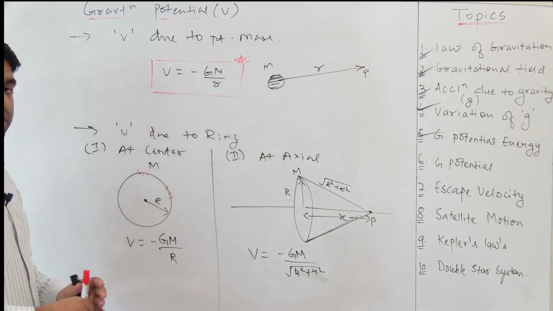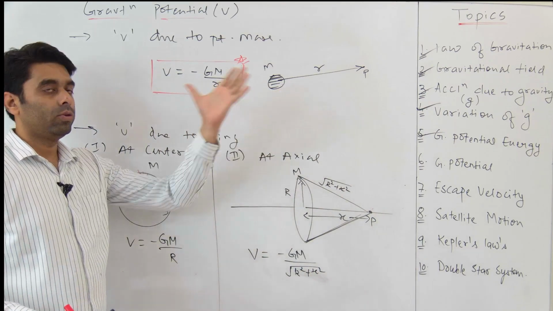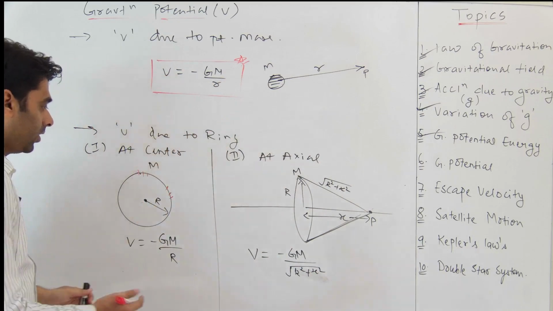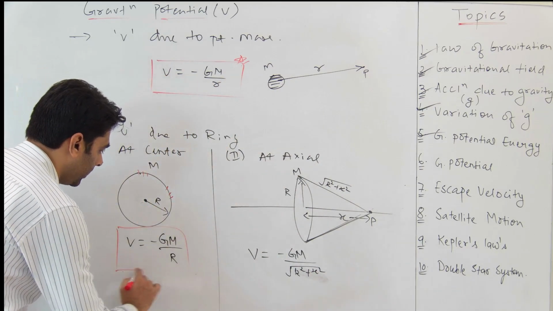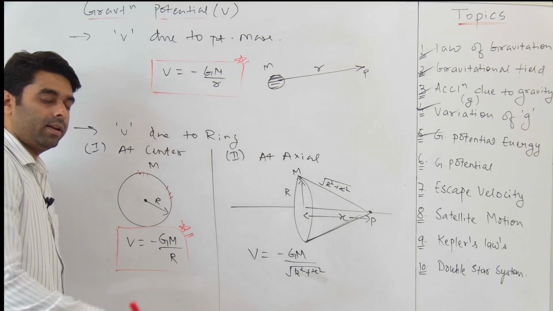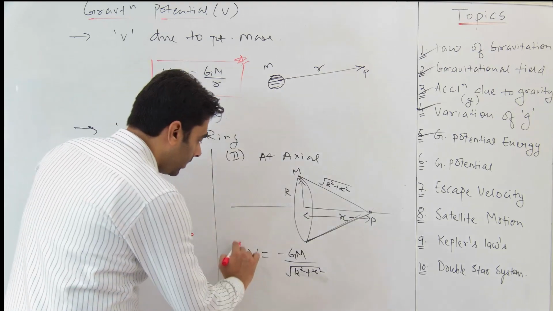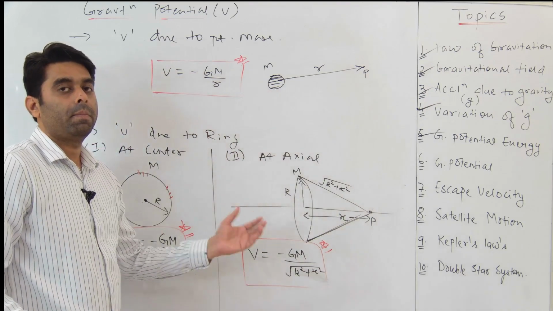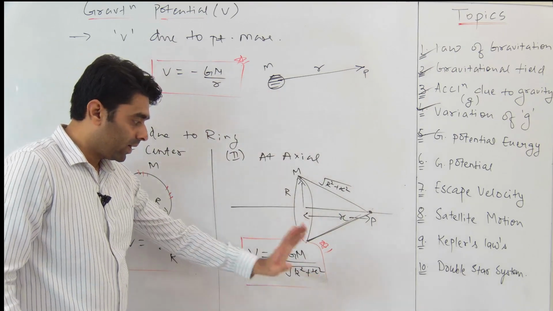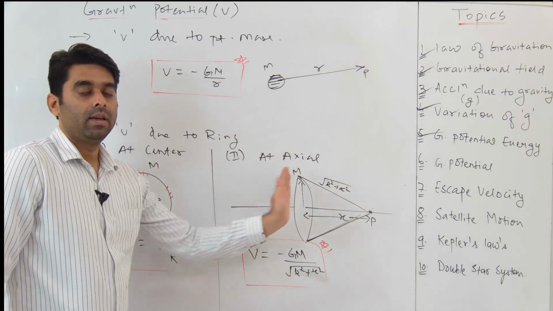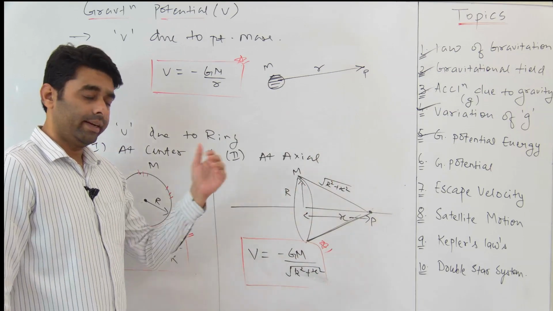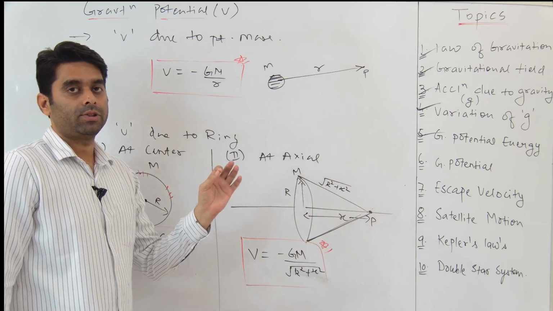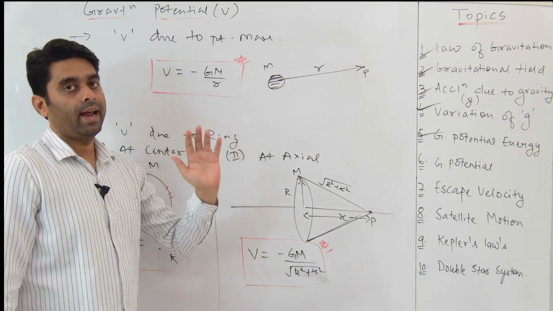Okay, so the results that we have got: due to a point mass, minus GM by r. Due to a ring at the center point, minus GM by R, where R is the radius. And due to a ring at the axial point, minus GM by root over R square plus x square, where R is the radius and x is the axial distance. Fine. Let us move ahead and take a look at gravitational potential due to a hollow sphere and a solid sphere.